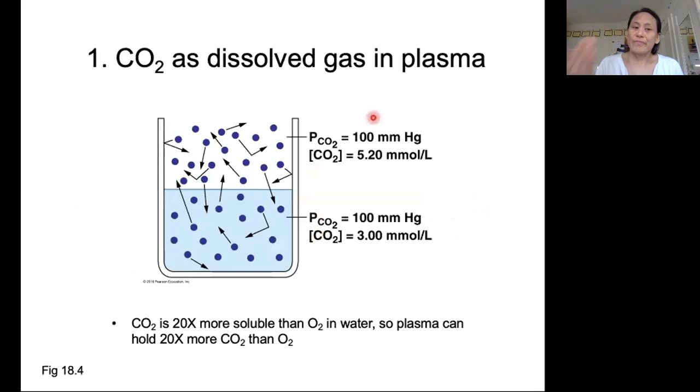First, remember about 7% of our carbon dioxide in our blood is carried in the plasma. I just want to remind you that carbon dioxide has a much higher solubility in water, and therefore in plasma, than oxygen does, which means that we can carry a good amount of carbon dioxide in our plasma. That's all I'm going to say about that.